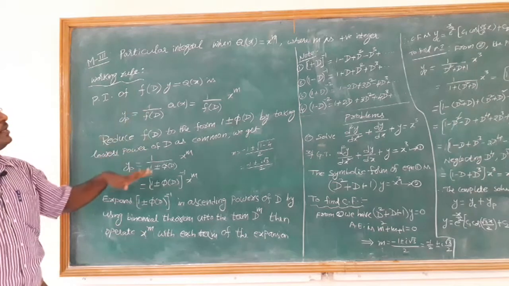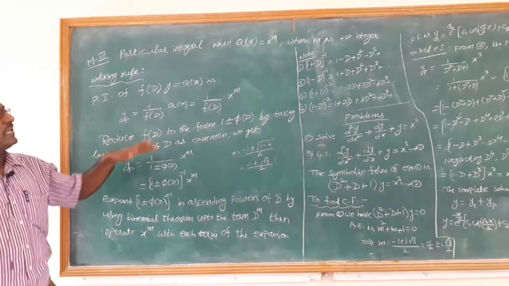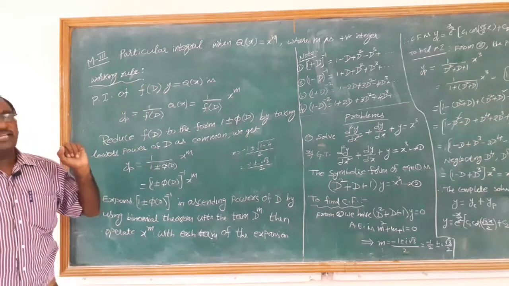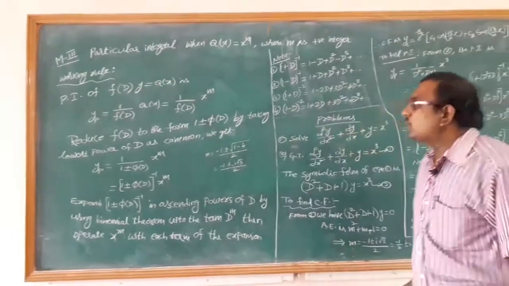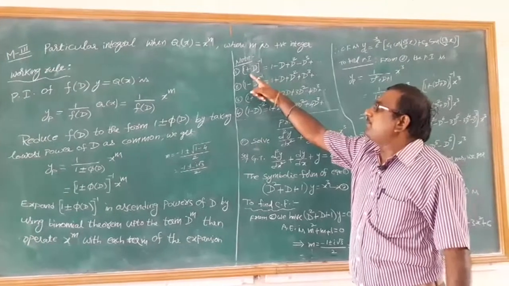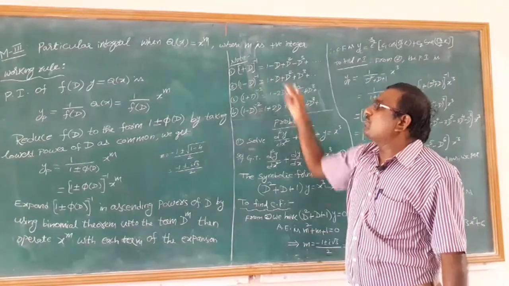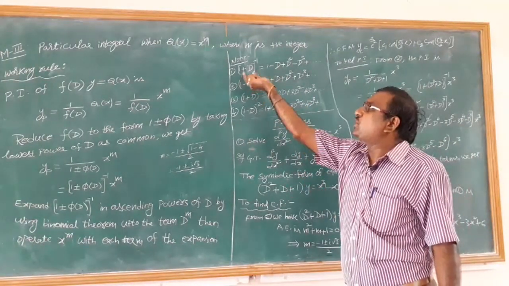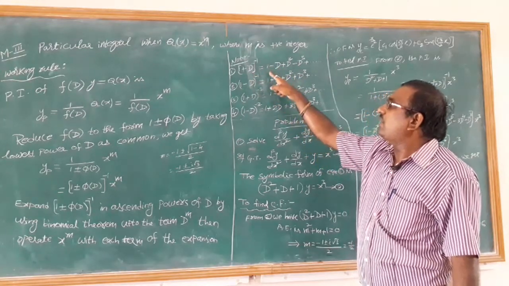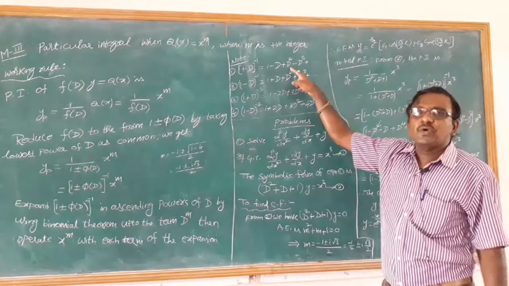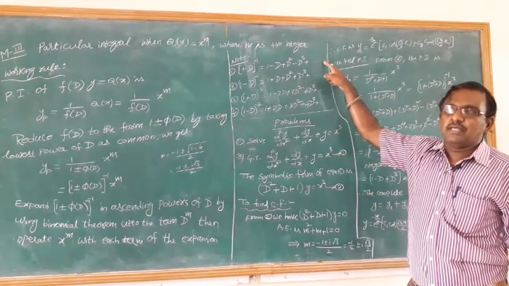So this is the working rule to find the particular integral when Q of x is equal to x power m. Here we have some note points. What are the note points here? The first point is 1 plus D whole power minus 1. What is the expansion of 1 plus D whole power minus 1 by using the binomial theorem? The expansion of this one is 1 minus D plus D square minus D cube plus and so on.